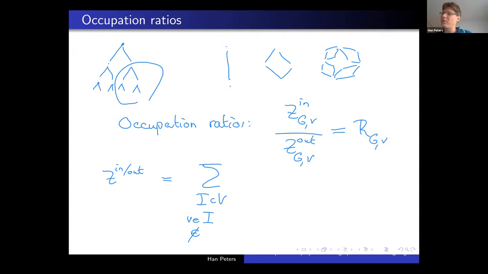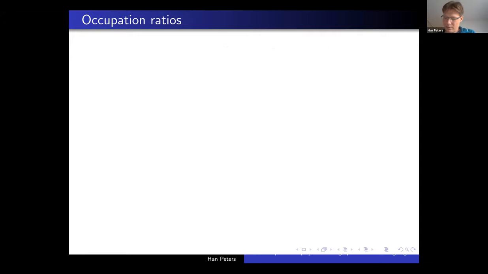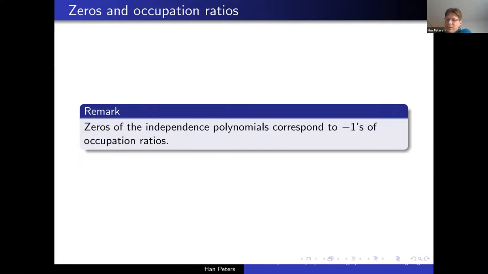And it turns out that the occupation ratio behaves nicely, certainly when you consider trees. So let me state a few theorems about this. Here is a first remark. The zeros of the independence polynomial correspond to minus ones of the occupation ratio. Well, the idea is very naive.